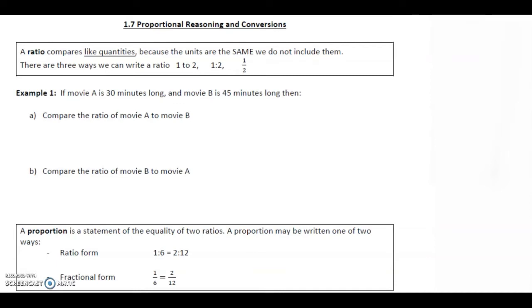Okay, 1.7, proportional reasoning and conversions. So a ratio compares like quantities because the units are the same. We do not include them. Okay, so like quantities, that's when the units are the same.